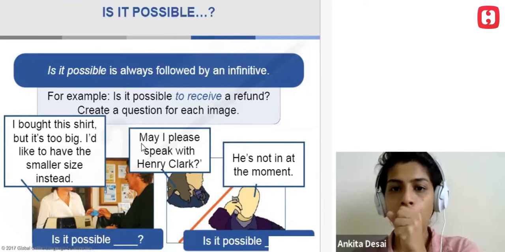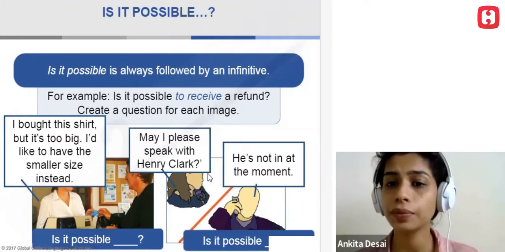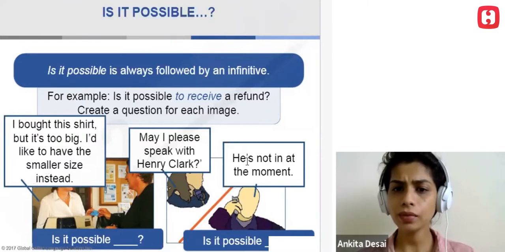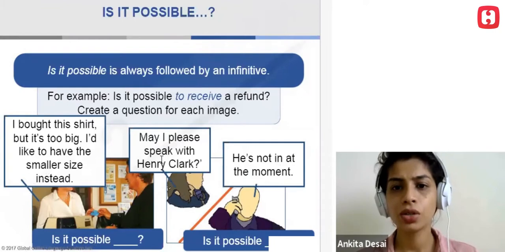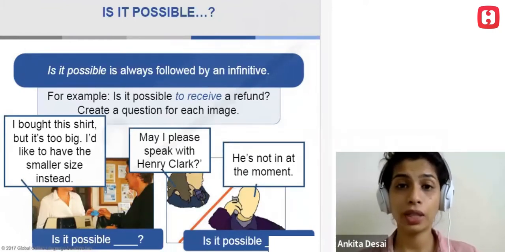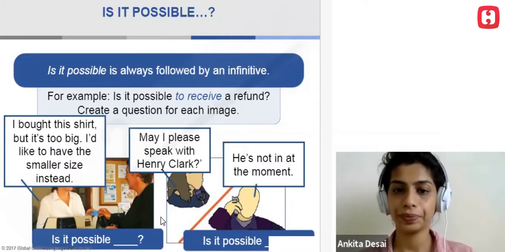Next, may I speak with Henry Clark? He is not in at the moment. So she can say, is it possible to speak with Henry Clark? He is not in at the moment.